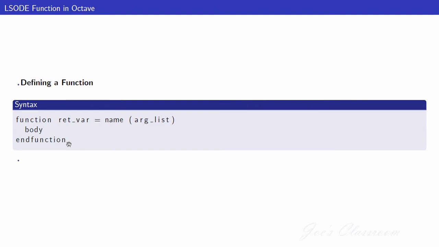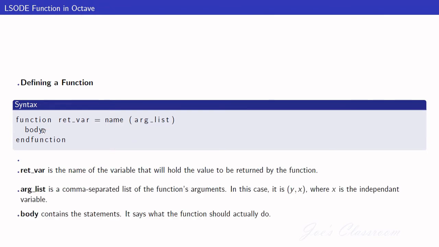And therefore, just to distinguish that this particular end statement corresponds to a function, we can use the end function or simply end. Now, within this function and this end function, we have to describe what this body has to do, what this function has to do. The body contains all the statements and it says what the function should actually do. What the function has to compute or what the function has to do really.